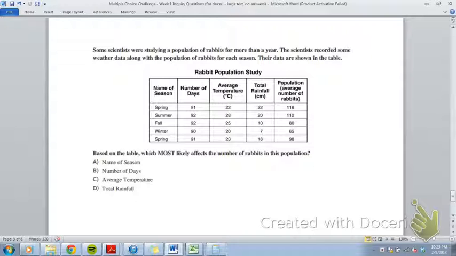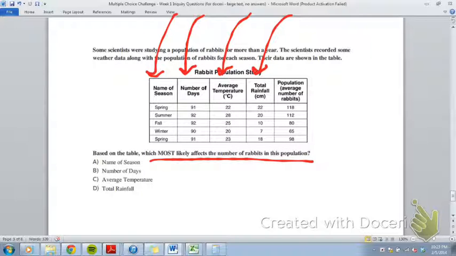This one's a tricky one. We have to draw a conclusion from this table. Make sure you take your time with this one. All right, we've got some data about rabbits, and we want to know what is affecting the number of rabbits. So we have all of these variables in this case. And remember, that's okay because this is in real life. In real life, there's more than one thing that's changing. So the number of days is changing, the temperature is changing, and the rainfall is changing, and the season.